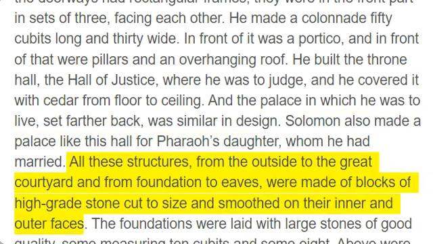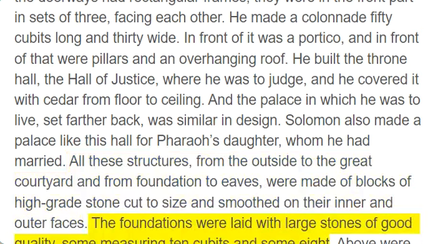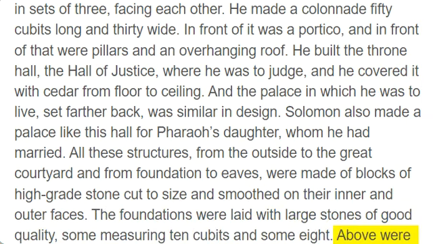All these structures, from the outside to the great courtyard and from foundation to eaves, were made of blocks of high-grade stone cut to size and smoothed on their inner and outer faces. The foundations were laid with large stones of good quality, some measuring 10 cubits and some 8. Above were high-grade stones, cut to size, and cedar beams. The great courtyard was surrounded by a wall of 3 courses of dressed stone and 1 course of trimmed cedar beams, as was the inner courtyard of the temple of the Lord with its portico.